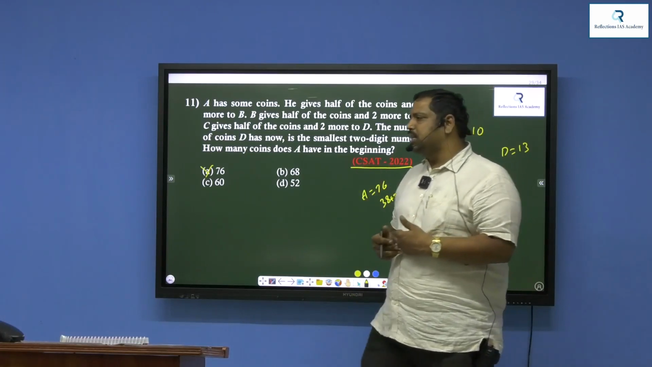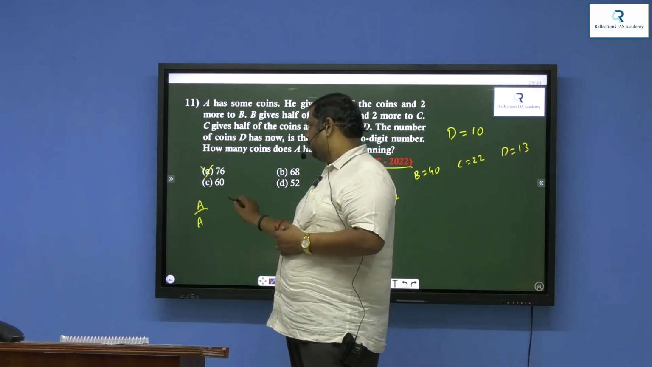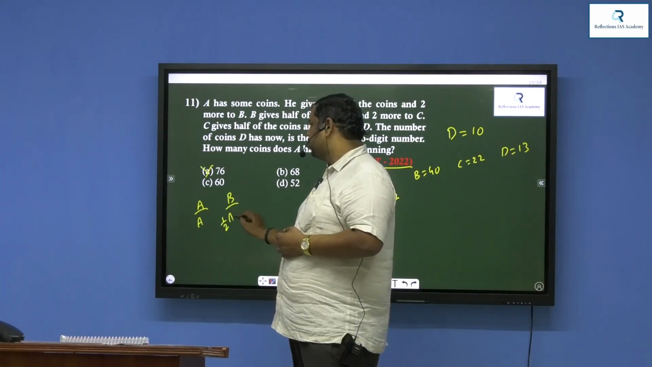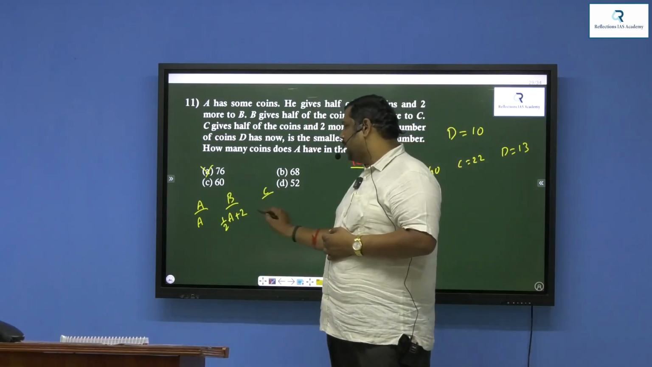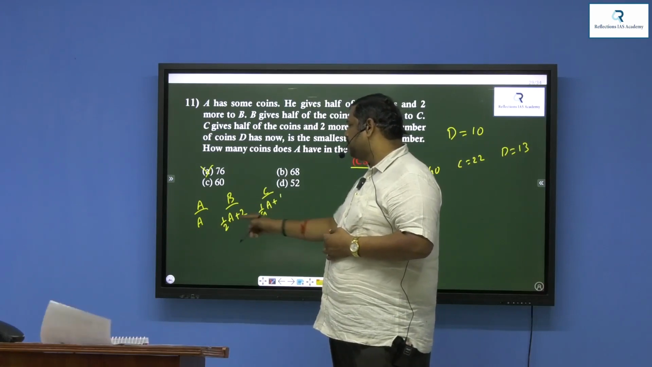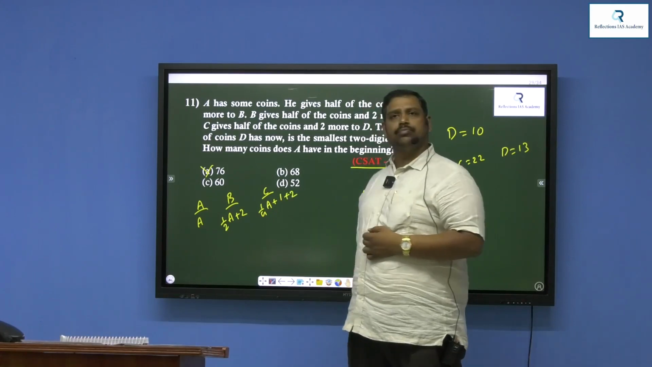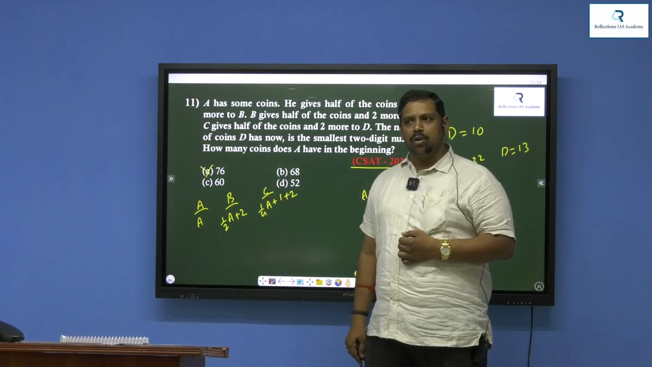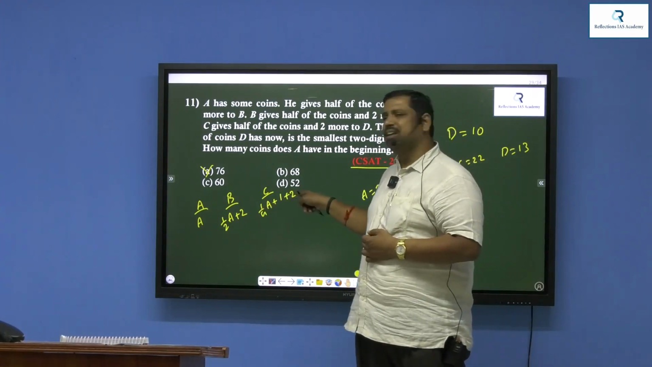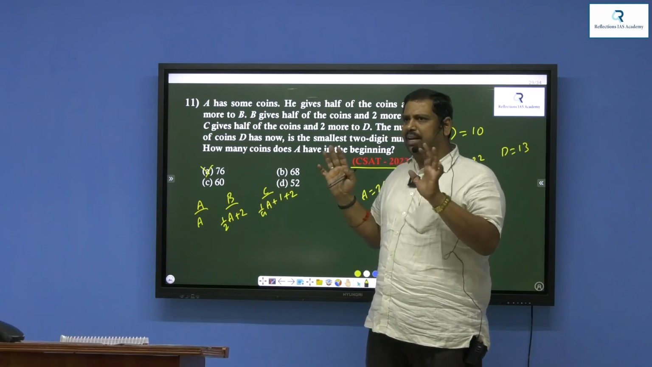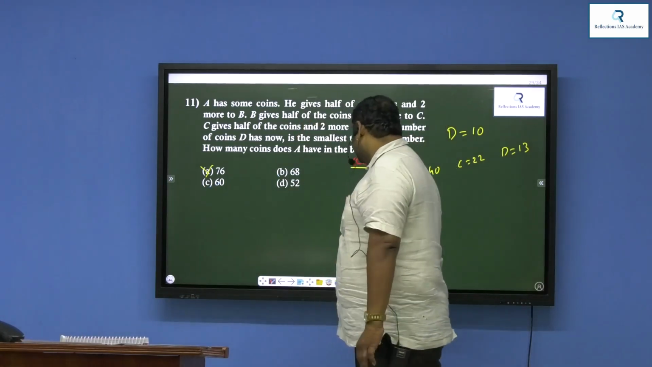The other procedure that the students will go with is, sir, A has A coins. For B, he gives half plus 2. For C, again half means 1 by 4A plus 1, plus 2. Am I right or wrong? Like that they will go. What happens is, it will be an irritating one. They will get decimals. Then the best way to do this problem is to go in the reverse manner.